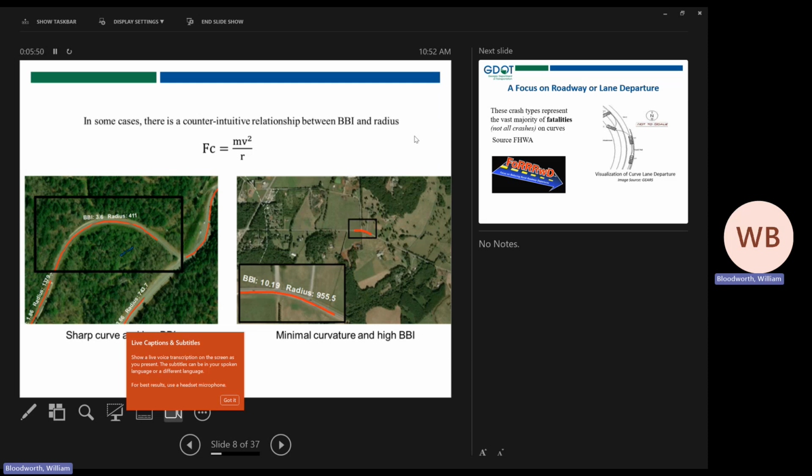So the curve on the right, it's kind of a windy roadway segment. The drivers aren't really going that fast on it. You're not getting that much lateral force, kind of expecting that curve. It's in conjunction with many others.